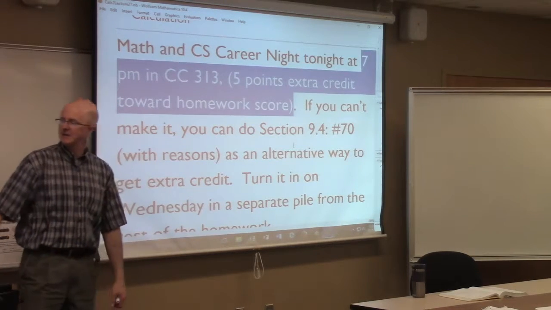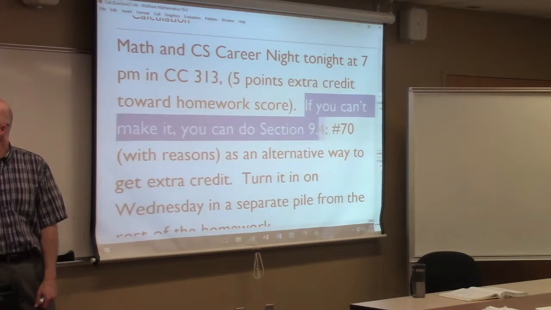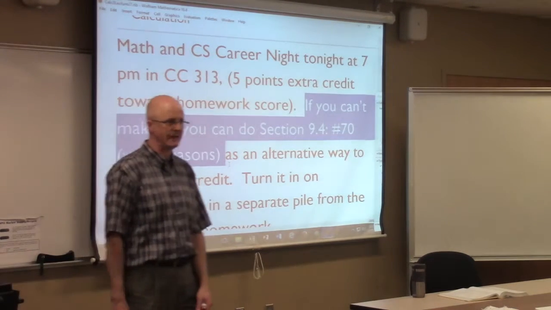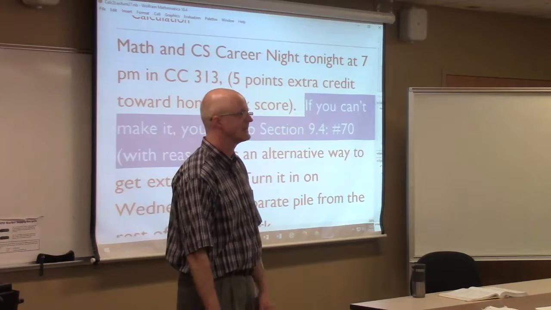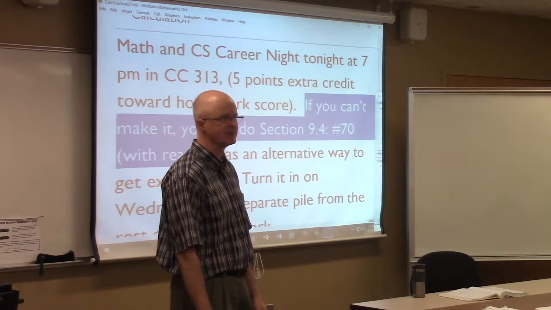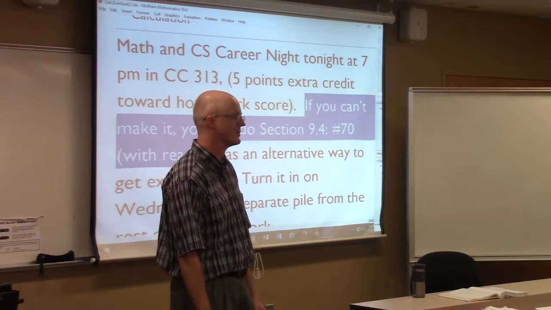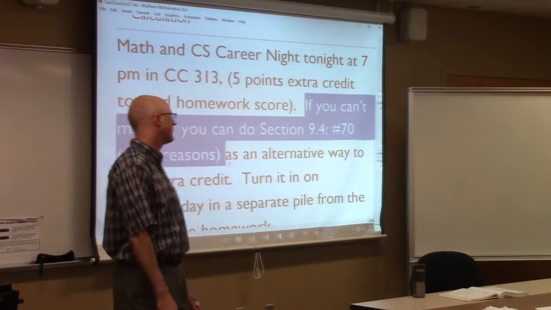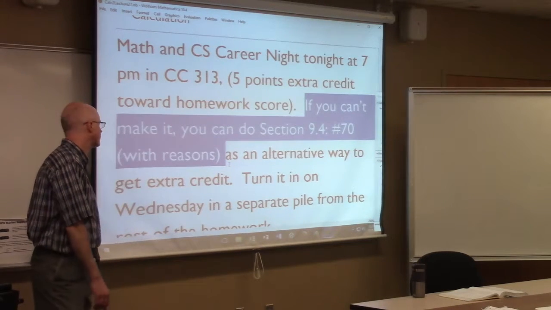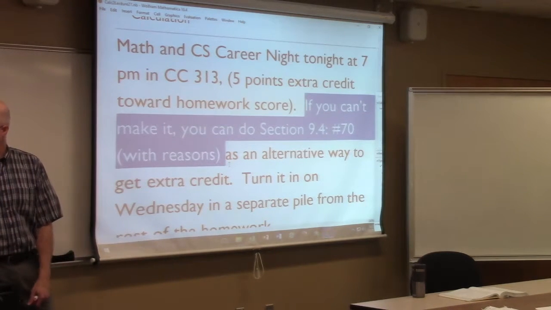Otherwise, if you can't make it, you can do section 9.4, number 70, though you should not only get the correct answer, you should give reasons. It's a series, you get to decide about convergence, and you should give reasons for your answers, and they should be valid reasons to get the full extra credit. So it will be graded that way.